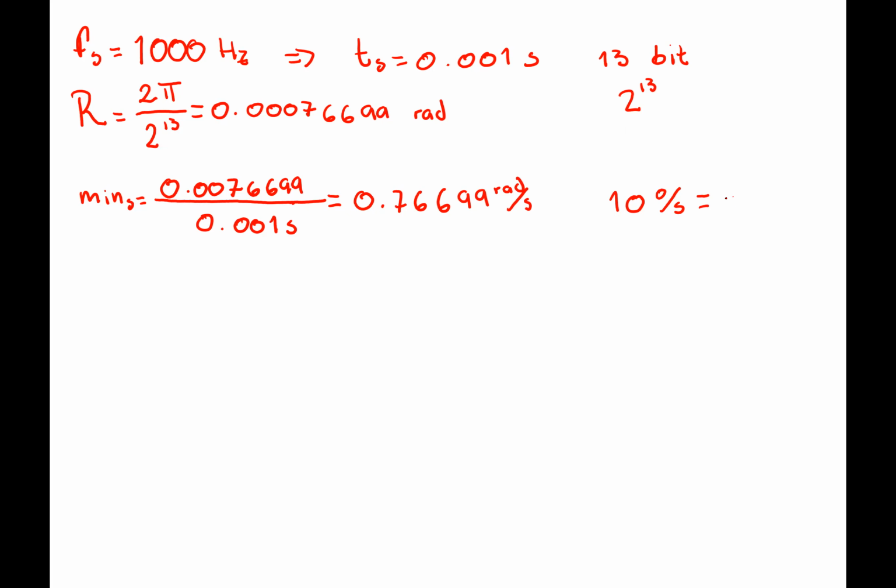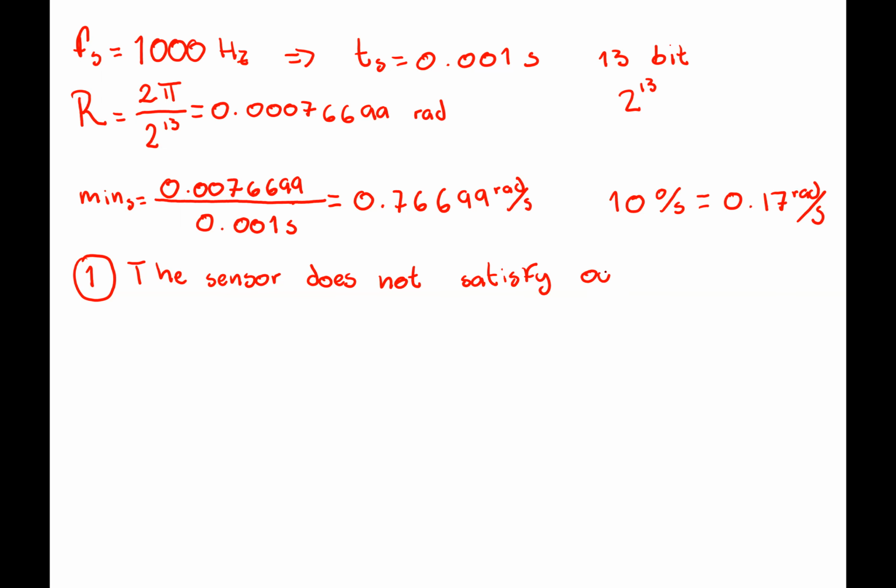Now, we said that we wanted our sensor to measure 10 degrees per second, which is equal to 0.17 radians per second. And of course, we can see already that the answer to the first question is the sensor does not satisfy our specifications.